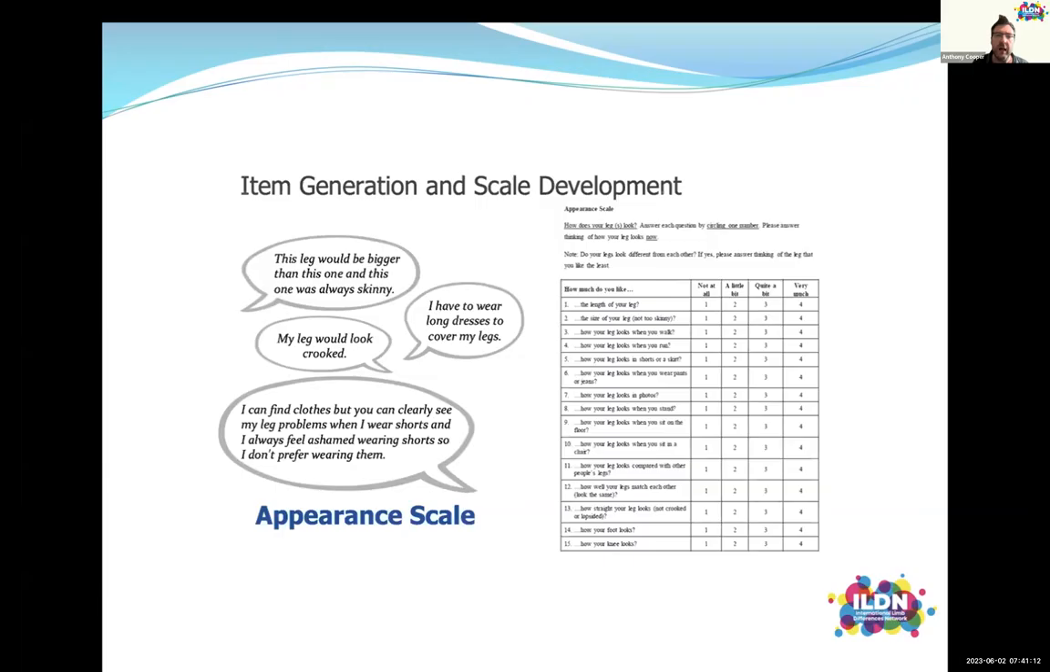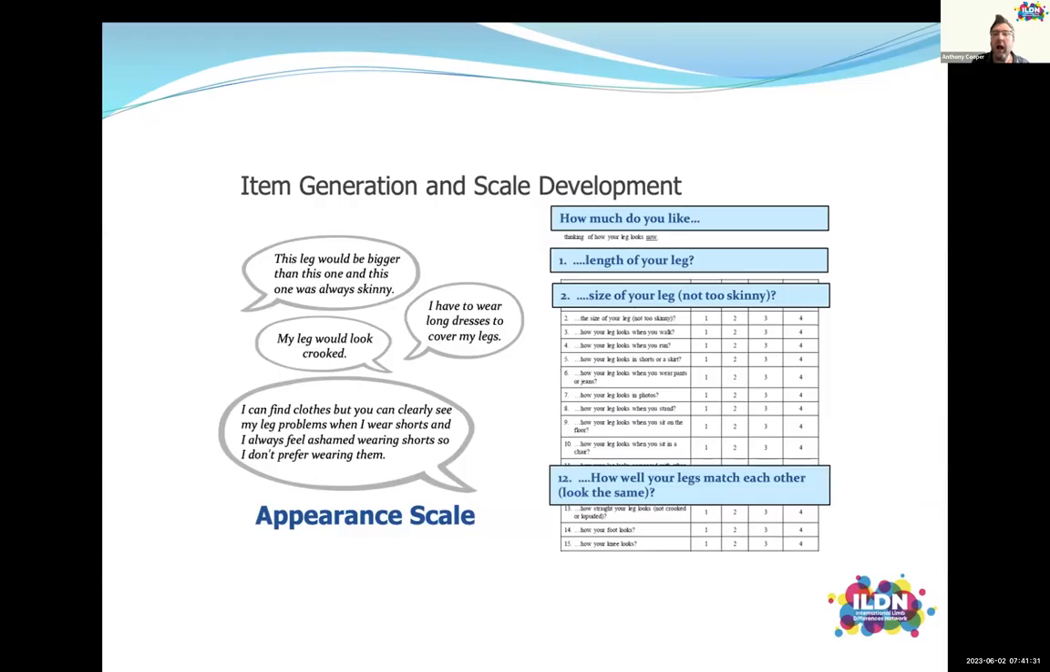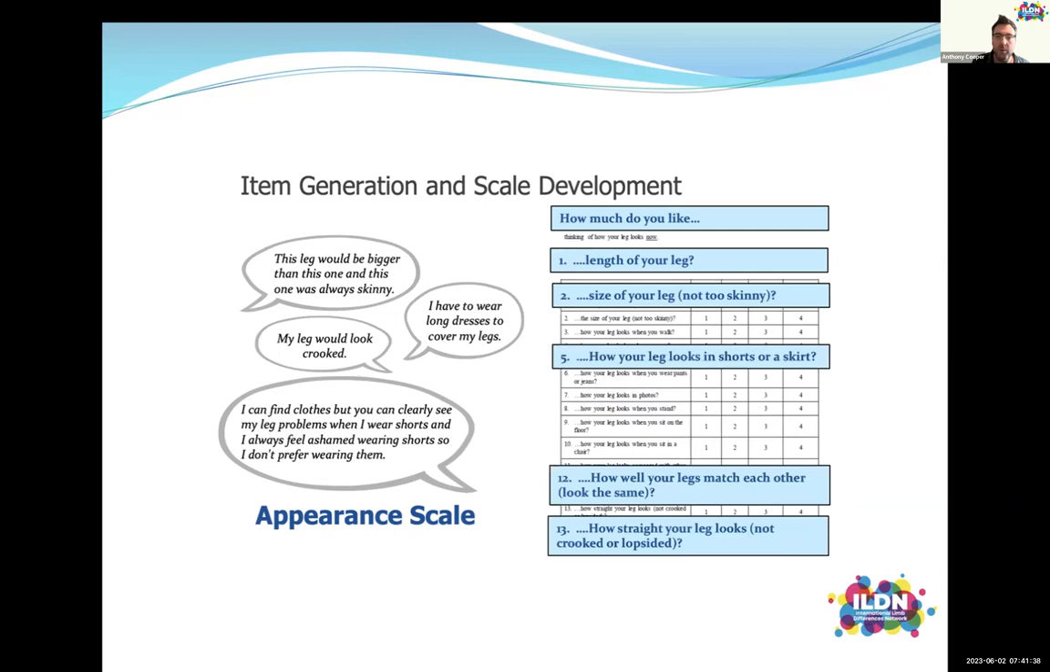So from this, I'm just going to illustrate how we use this to generate some scales. So one example is, this leg would be bigger than this one, and this one was always skinnier. So then they asked, how much do you like the length of your leg? The size of your leg. Is it not too skinny? I have to wear long dresses to cover my legs or my leg would look crooked. So how well do your legs match each other or look the same? How straight your legs look when they're not crooked or lopsided.